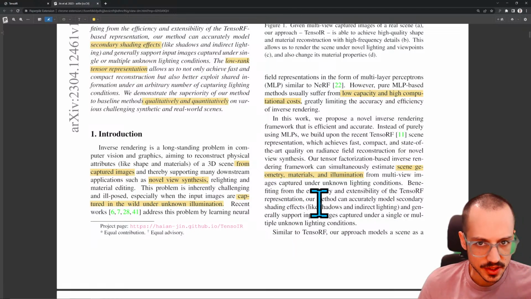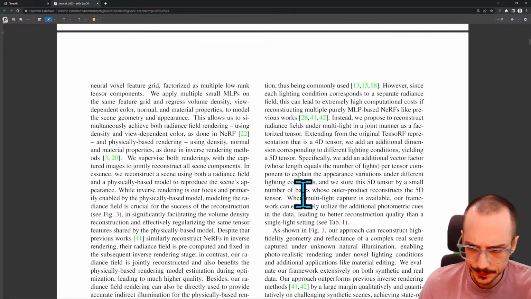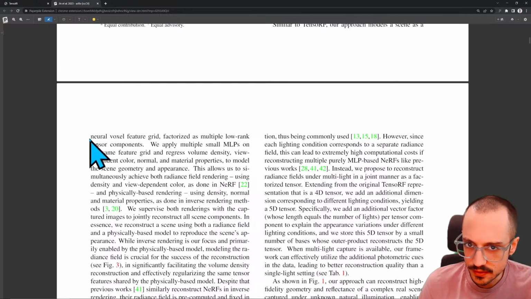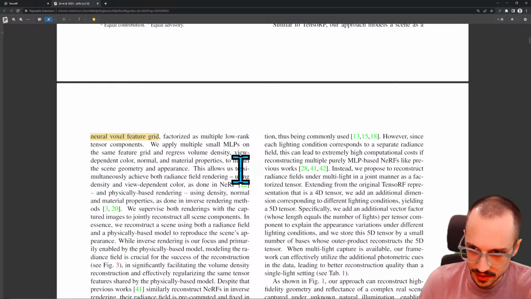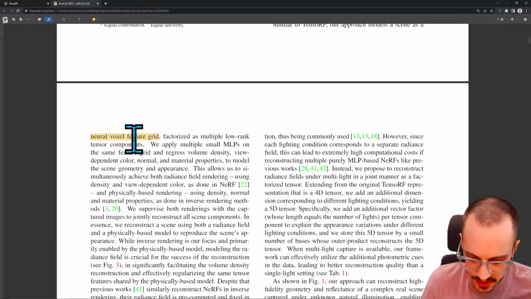Benefiting from the efficiency and extensibility of TensoRF, our method can accurately model secondary shading effects. Okay, they're kind of just repeating what they're saying in the abstract here. Our approach models the scene as a neural voxel feature grid. Okay, so voxel here refers to a bounded volume of space, right?